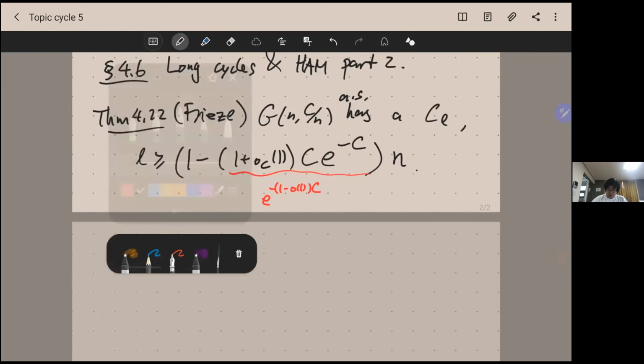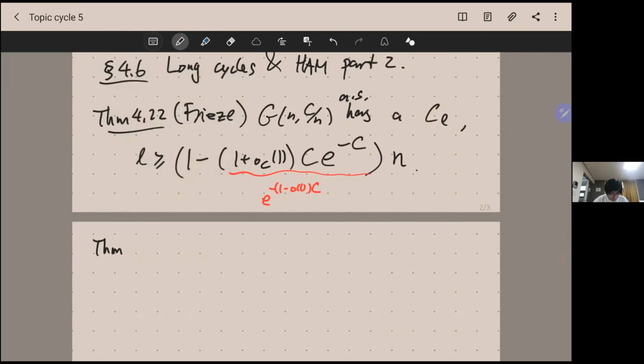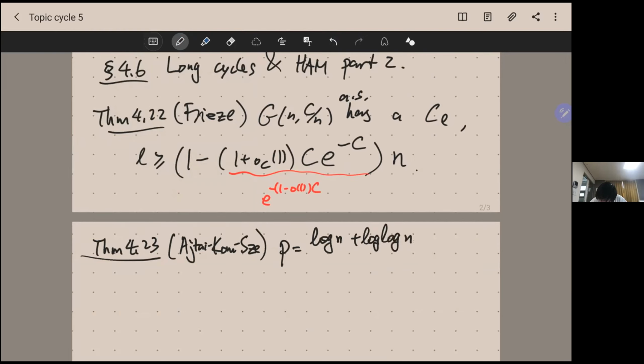What about the other result? 4.23. First proved by Komlós and Szemerédi. We let p be log n plus log log n plus c, but c could be a constant, or could be a function of n. Let's just write c(n), okay?